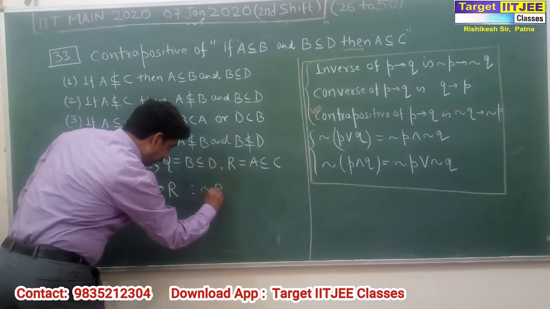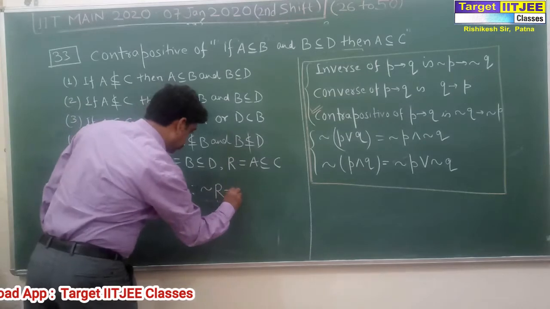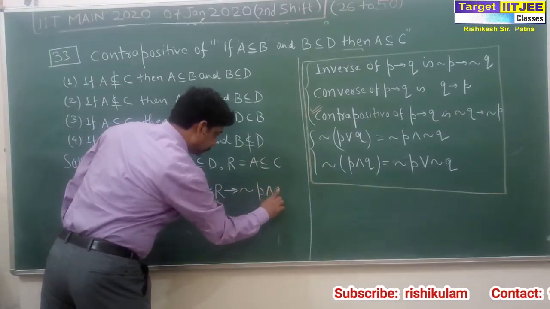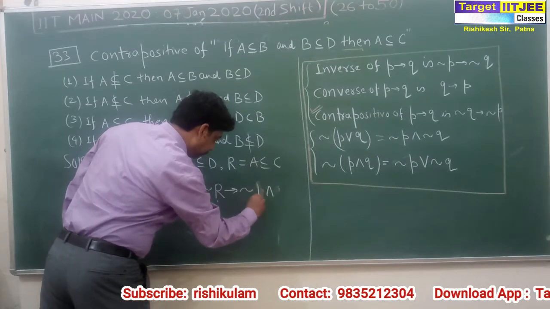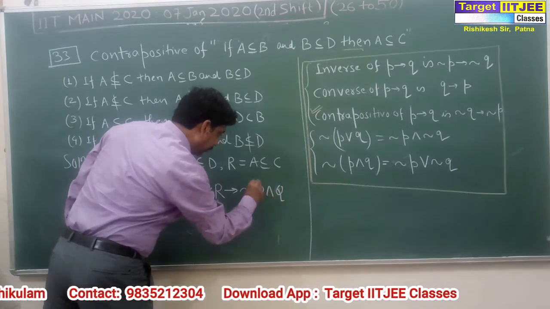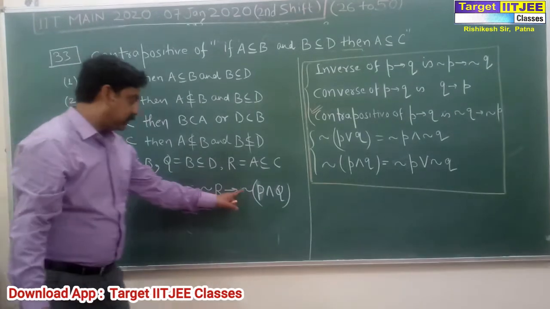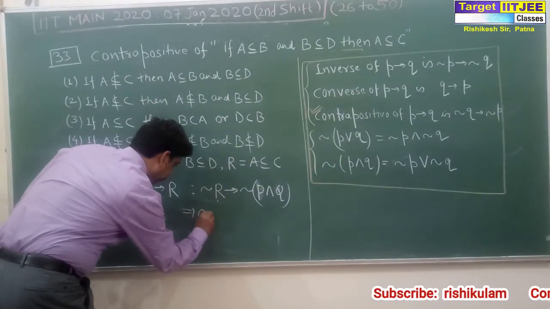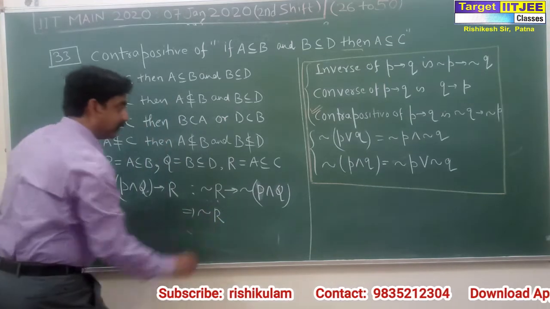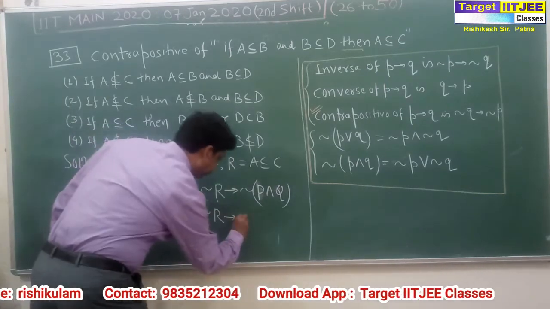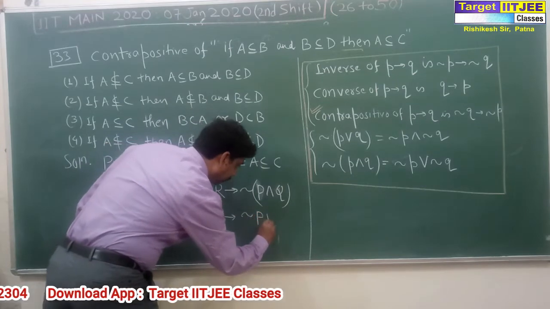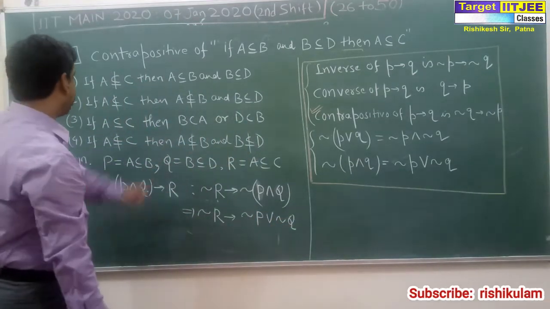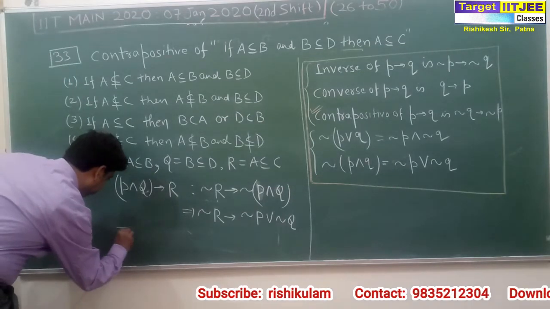if not R, then not (P and Q). Not (P and Q). And for this negation, what do we write? If not R, then not P or not Q. Means what? If not R means final.